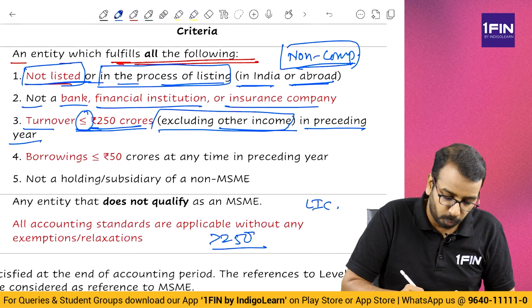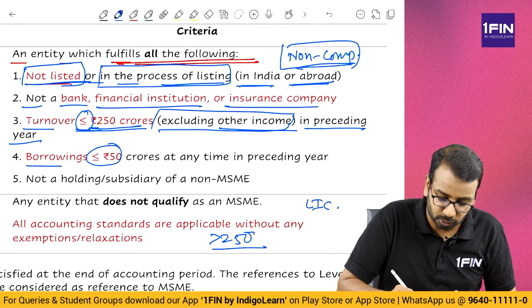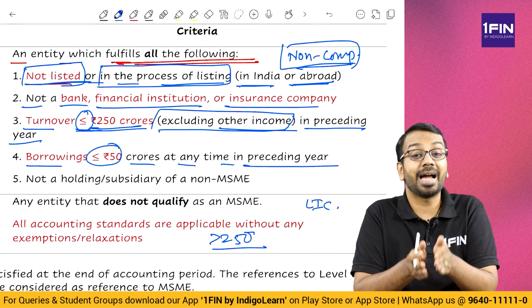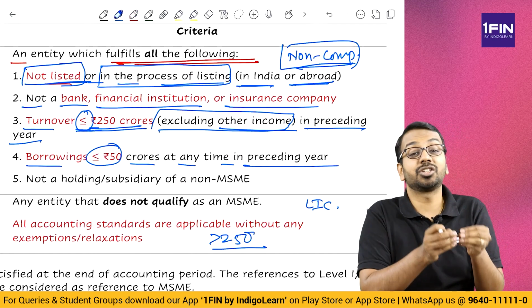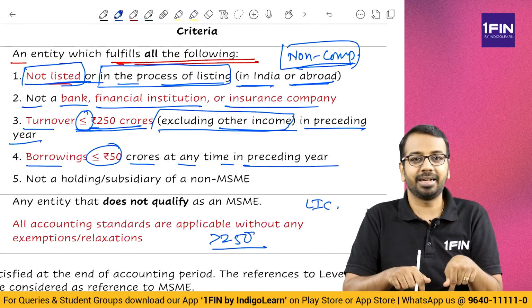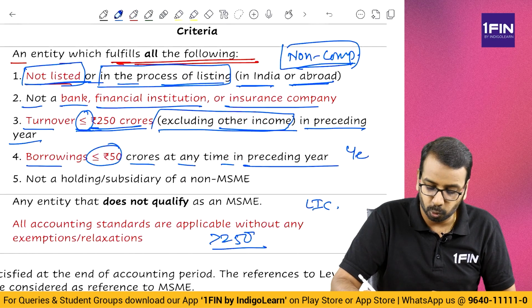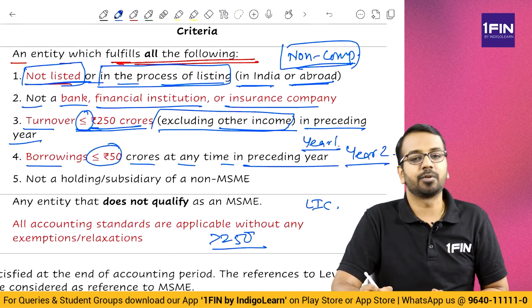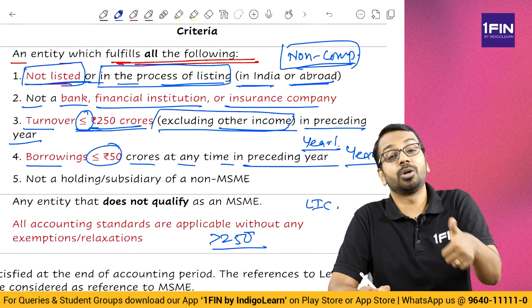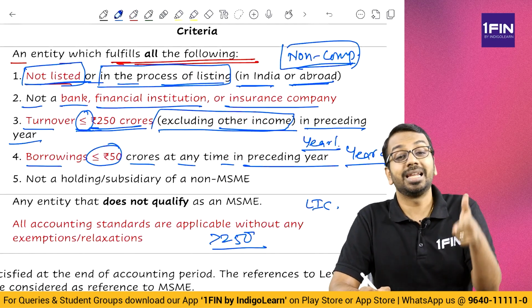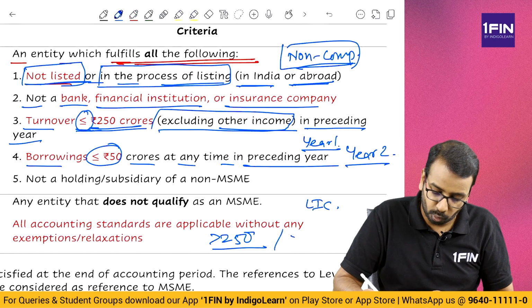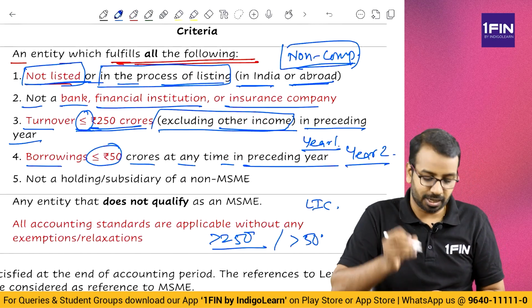Okay. Then borrowing should be less than or equal to 50 crores at any time in the preceding year. Please understand, we are looking at preceding year financial information. We are checking in the current year. So, if you are in year 2, you have to look at year 1 financial information. Turnover less than or equal to 250 crores. Borrowings less than or equal to 50 crores. If it is more than 50 crores, it becomes large.